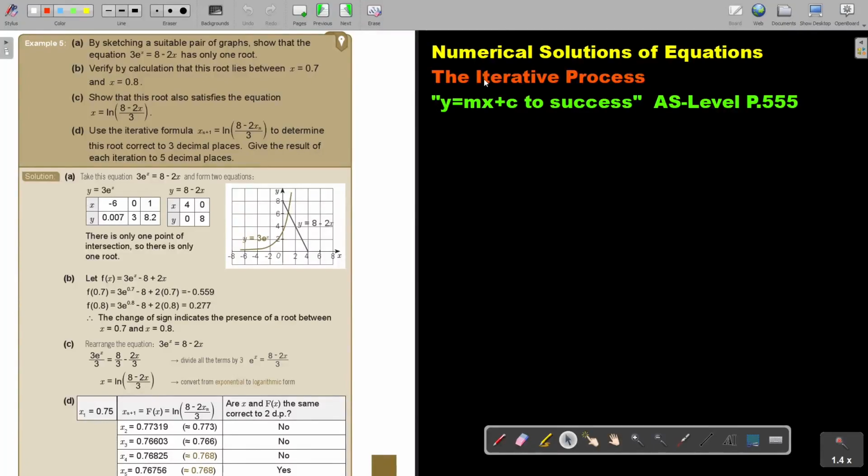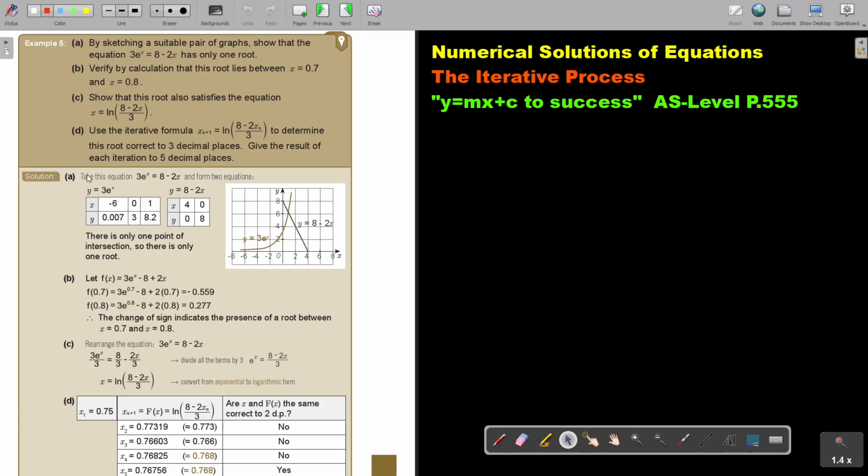In this video, we will continue with the iterative process. You will find this on page 555 in the Namibian AS-Level Mathematics textbook, y equals mx plus c to success. Let's look at another example. By sketching a suitable pair of graphs, show that the equation has only one real root. That's how we did it in the beginning of the chapters. Now we just throw everything together in one question.